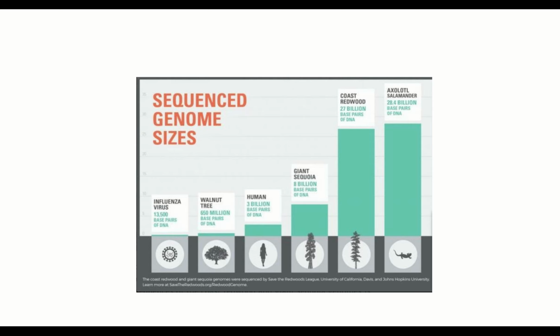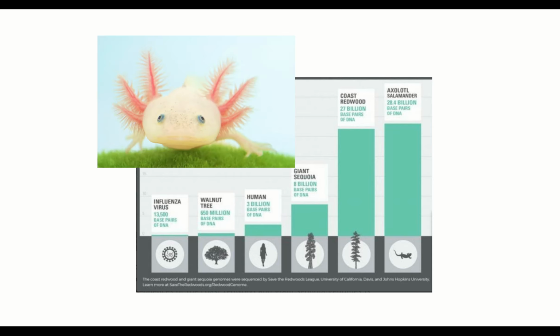Curiously, the genome of the human and the giant redwood tree is dwarfed by the tiny axolotl, an amphibian native to Mexico that can regenerate lost or damaged body parts.